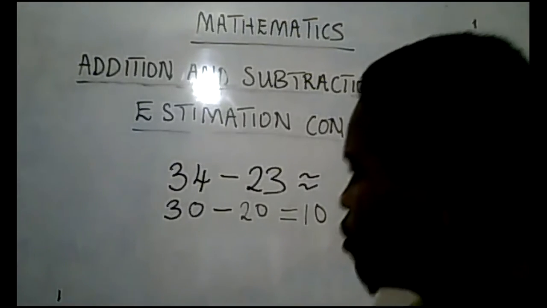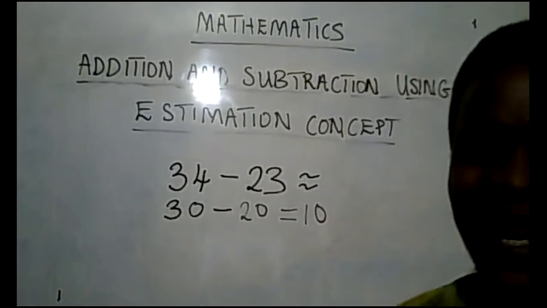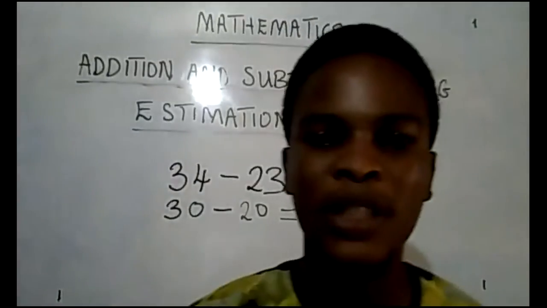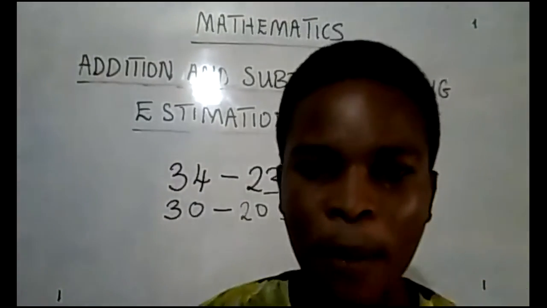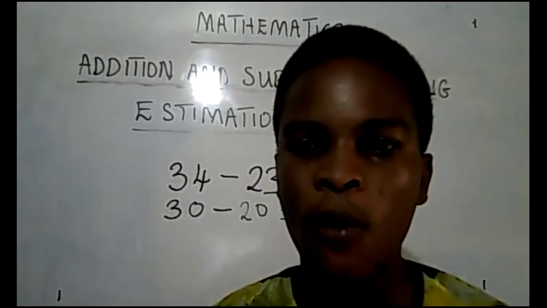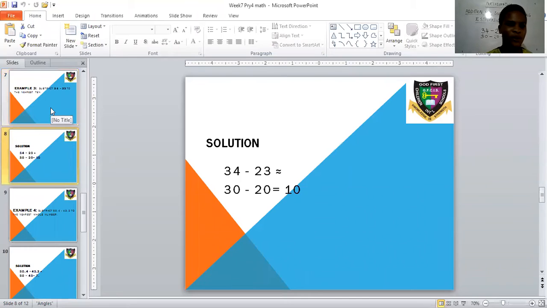Good. So the first thing you do is to convert each of the figures given to you to the nearest 10. That is, round them to the nearest 10 before you then subtract whatever figures you get after rounding off. Is that taken? Good. Please take note of those things.